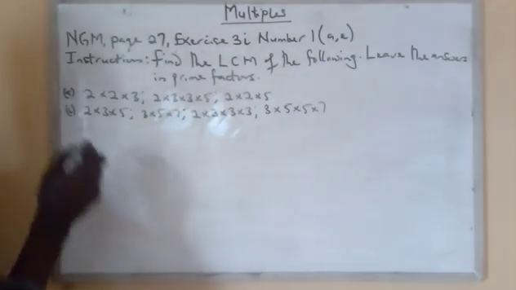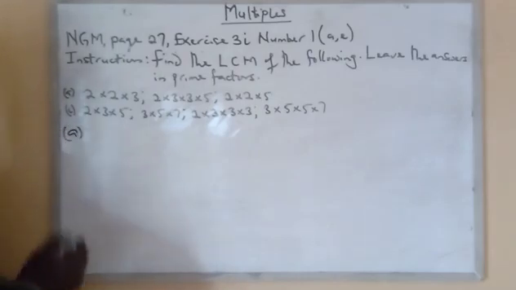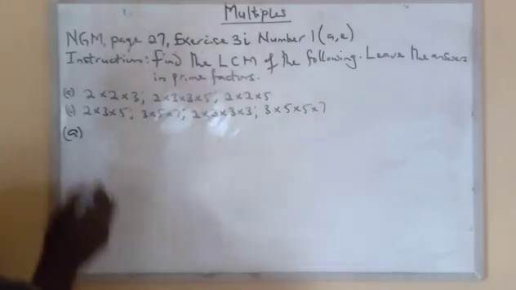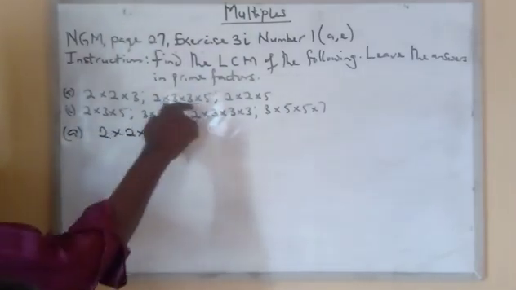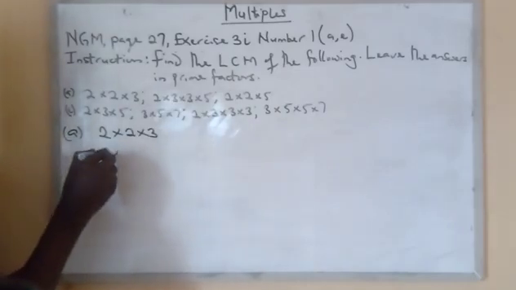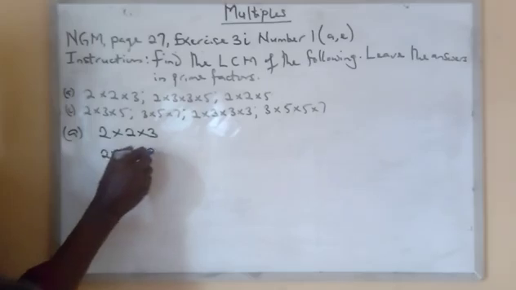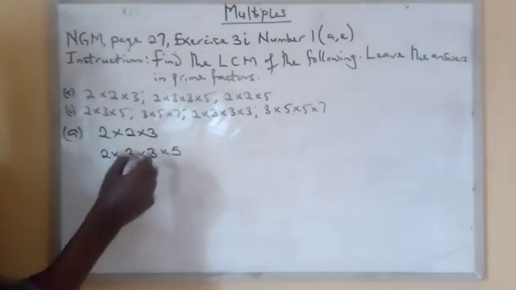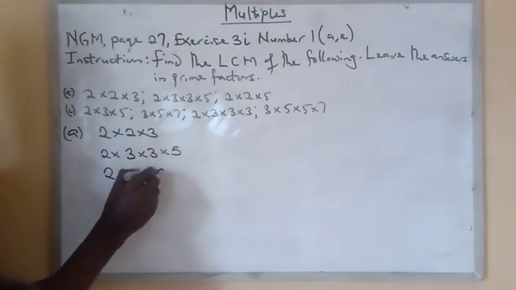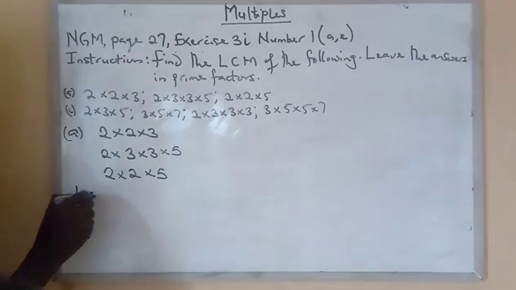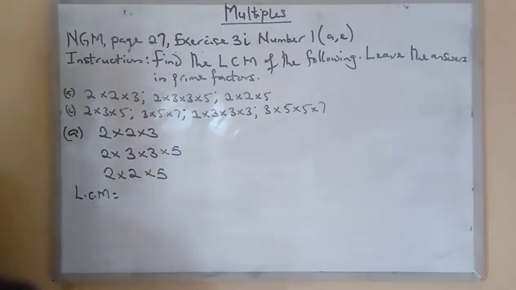The first one says 2 times 2 times 3. So we have another one, 2 times 3 times 3 times 5. Then we have another one, 2 times 2 times 5. And we have to find the LCM, lowest common multiple.